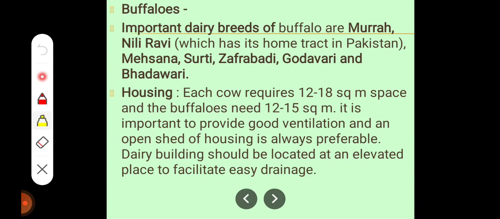Buffaloes. Important dairy breeds of buffalo are Murrah and Nili Ravi, which has its home tract in Pakistan. Nili and Ravi are rivers, and this adjacent area is the home tract of the Nili Ravi breed. Mehsana, Surti, Jafrabadi, and Godavari or Pandharpuri. These are the important breeds of buffaloes.